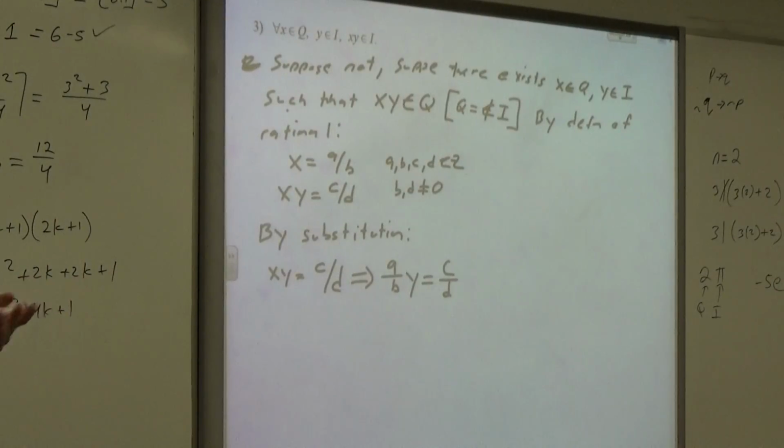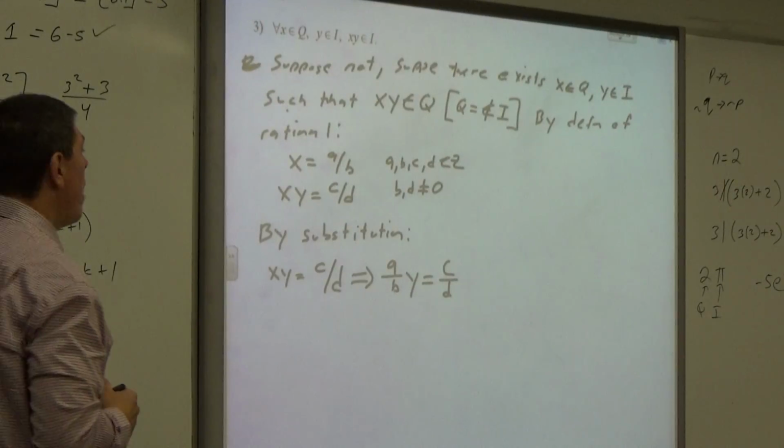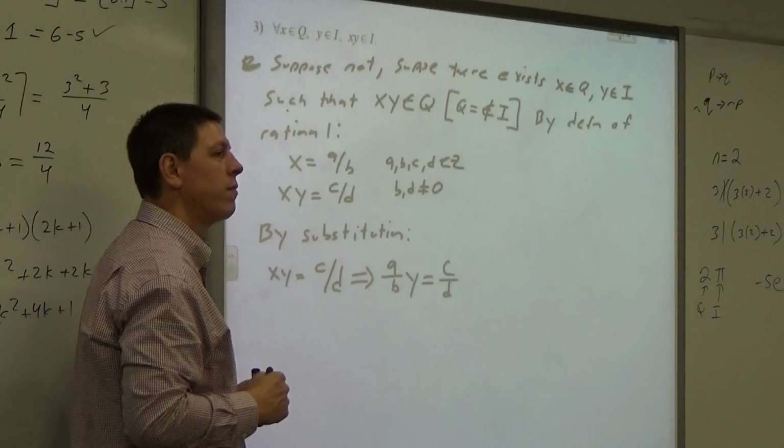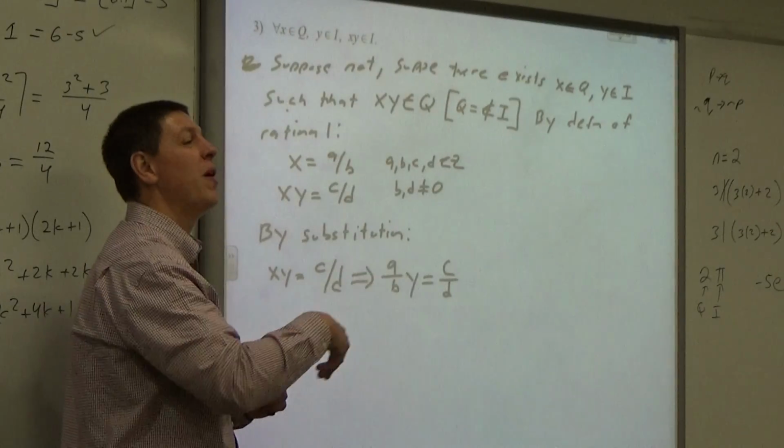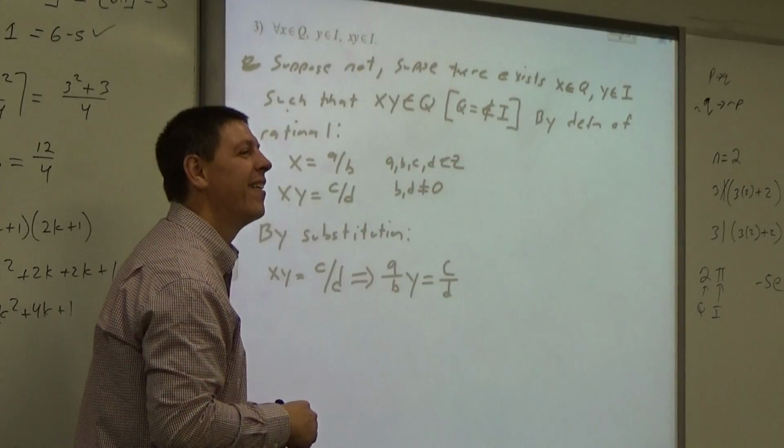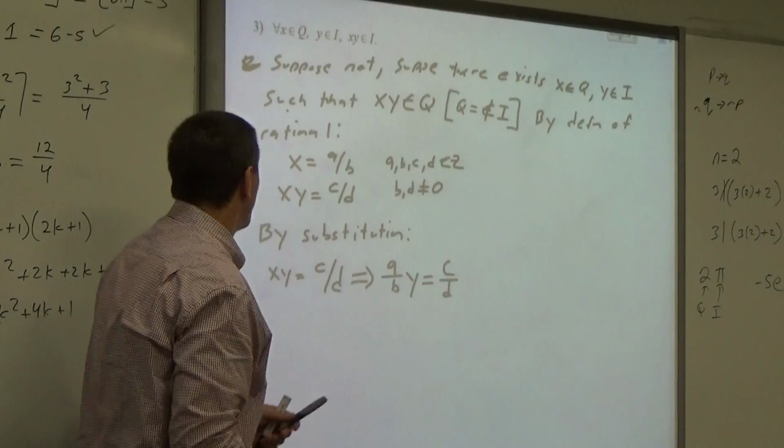I mean, you could solve for a, you could solve for b, but I like solving for y. I really like your idea. Michelle, how did you solve for y? You can just multiply both sides by b over a. Yeah, multiply by the reciprocal.